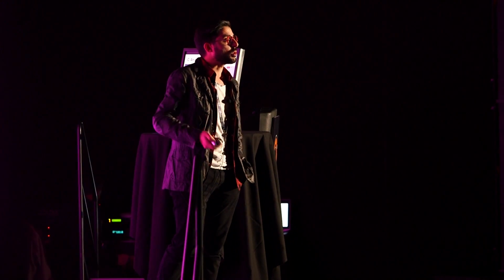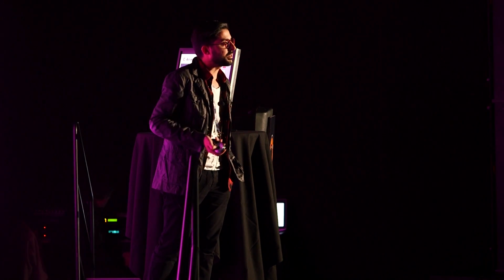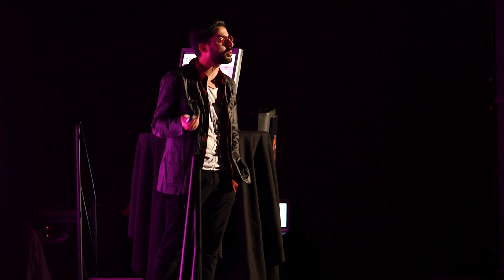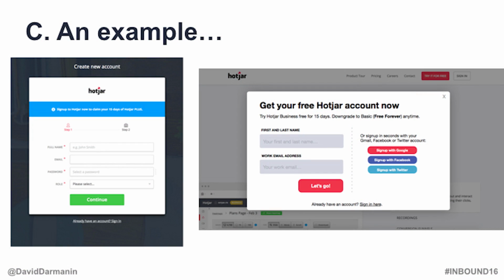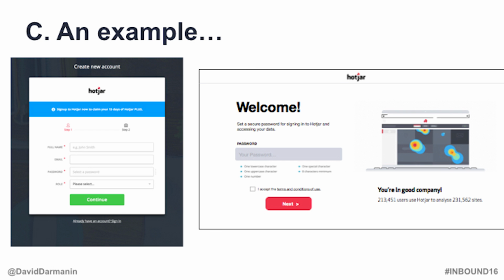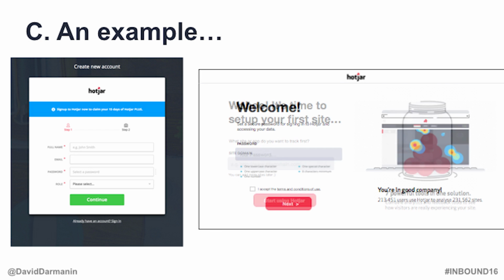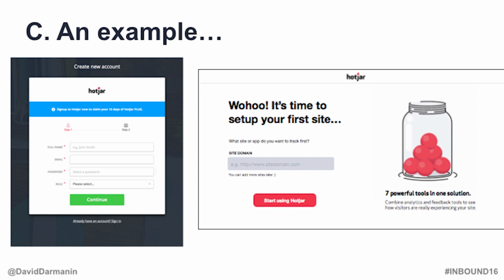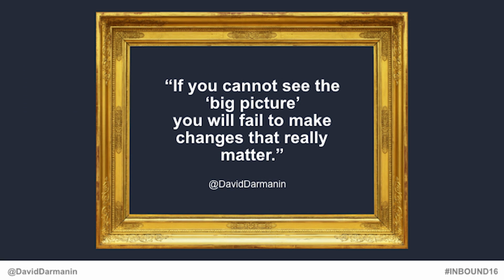And this is what we did. We redesigned it completely, more with marketers in mind. We focused on time, we focused on value, we made it more interesting, more appealing. And this is actually something that we now have live. It looks much better than this, because these were my mock-ups and then designers fixed it. But the big lesson to be learned is, if you cannot see the big picture, you're going to fail to make the changes that really matter.